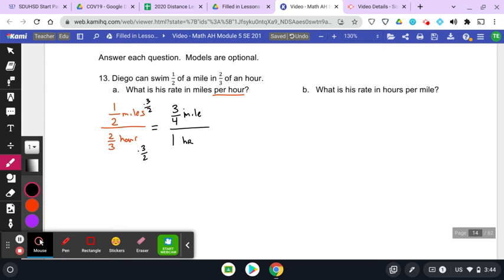Okay, hours per mile, I just have to flip it over. I don't have to do all the work. It's going to be 4/3 of an hour for 1 mile. Okay, I know they're reciprocals, so I can work a little faster now. If I have one, I can just flip it over to get the other.